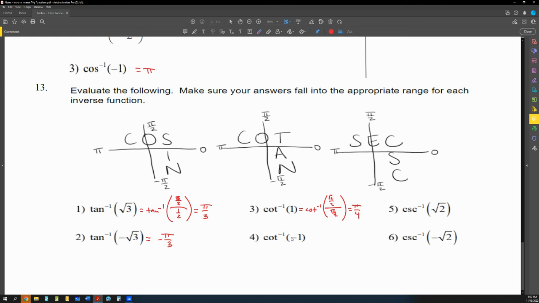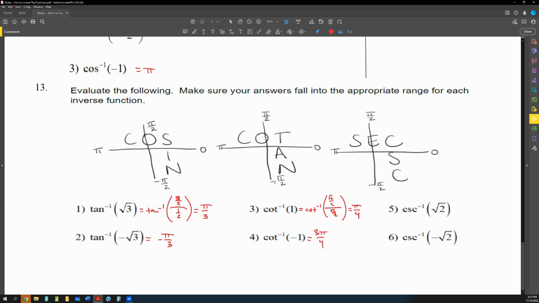Finally, if we're looking at inverse cotangent of negative 1, this would be where one of these quantities, x over y, is negative and the other is positive. So this must be in quadrant 2, and again with the reference angle of pi fourths over the domain 0 to pi, our answer is 3 pi fourths.